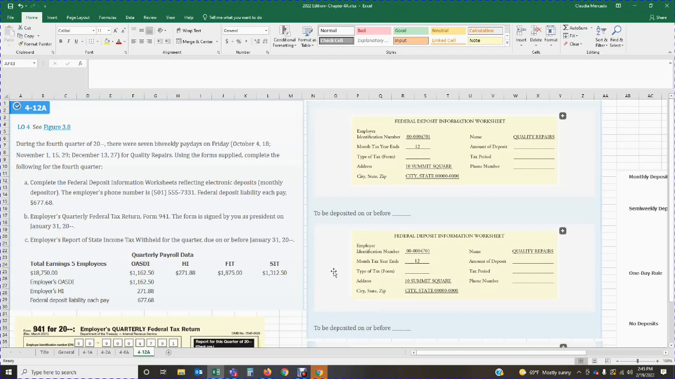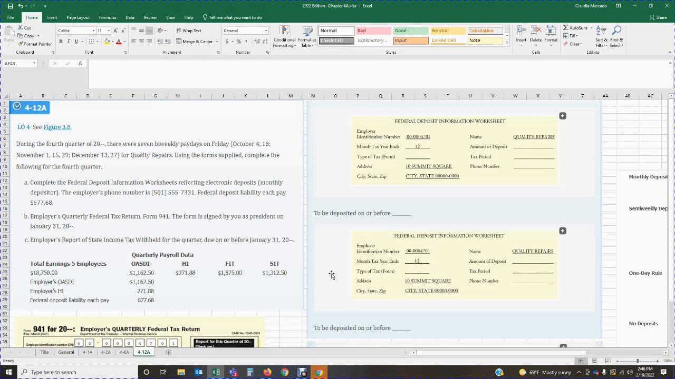Okay, so it says during the fourth quarter there were 7 bi-weekly paydays on Friday. There were 2 paydays in October, October 4 and 18, 3 in November, the 1st, the 15th, and the 29th, and 2 in December, the 13th and the 27th. Those were all of the paydays that we had during the quarter. Okay. Using the forms supplied, we have to complete the following for the fourth quarter.